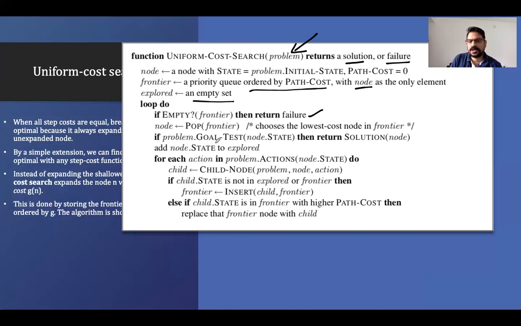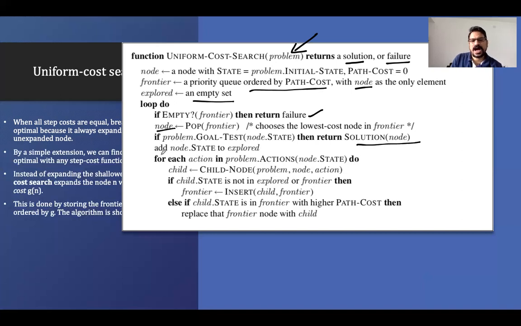If problem.goal_test(node.state), then return solution(node). If that particular frontier node is the goal node, then we'll send the solution. Whatever we have just deleted from the frontier, is that particular node my goal node? If it is a goal node, then I'll send that particular node as a solution.